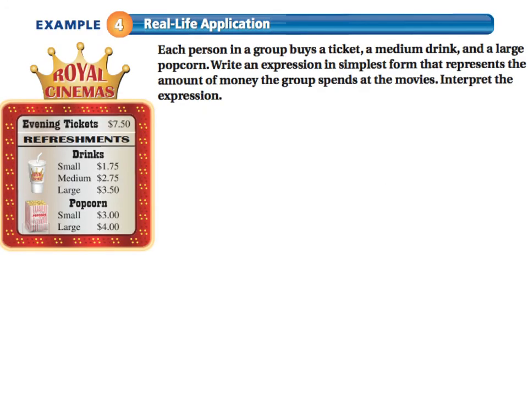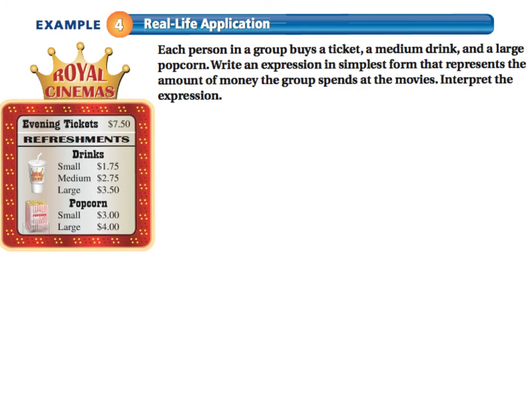In our last example, which is example number 4, we're going to use this in a real-life application. So it says each person in a group buys a ticket, a medium drink, and a large popcorn. Write an expression in simplest form that represents the amount of money the group spends at the movies. Interpret each expression. So, if we know each ticket costs $7.50, it says each person in a group buys a ticket, a medium drink, and a large popcorn. We don't know how many people are going to the movies.